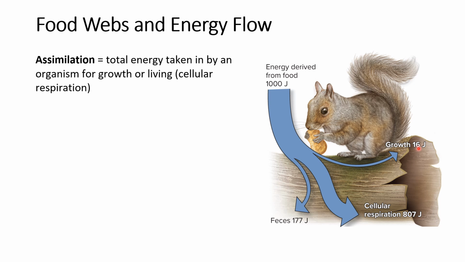Now, 16 of those joules will actually be incorporated into the biomass. We call that assimilation, right? About 807 joules will be used for cellular respiration, which basically is the animal's basal metabolic rate. It's going to be burned off. So basically 80% of the calories that are consumed here are being dissipated into the environment as a result of basal metabolic rate. And then, of course, about 177 joules are going to be lost to the environment, to decomposers, by waste, feces, right?